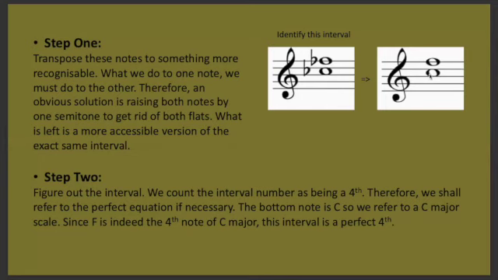We count the interval number being a fourth, C, D, E, F, 4 notes. Therefore, we shall refer to the perfect equation, if necessary. So the bottom note is a C, so we refer to the C major scale. Since the note F is the fourth note of C major, this interval is called a perfect fourth.